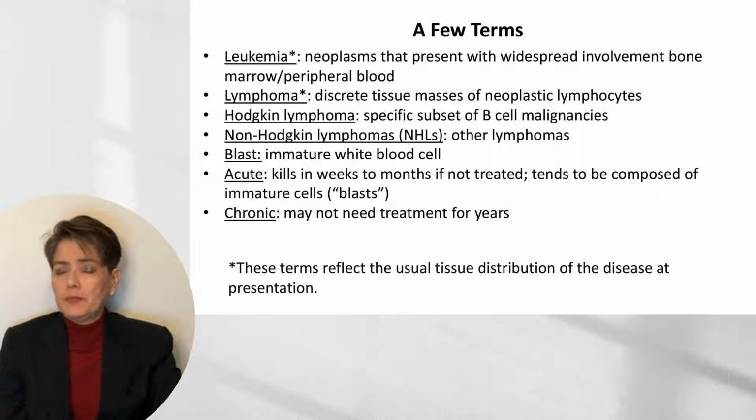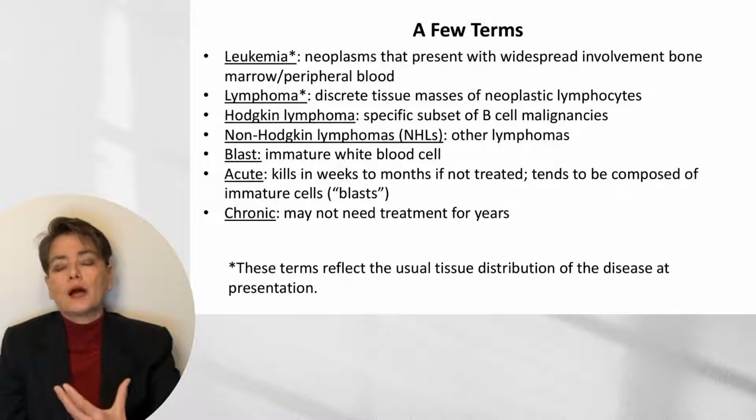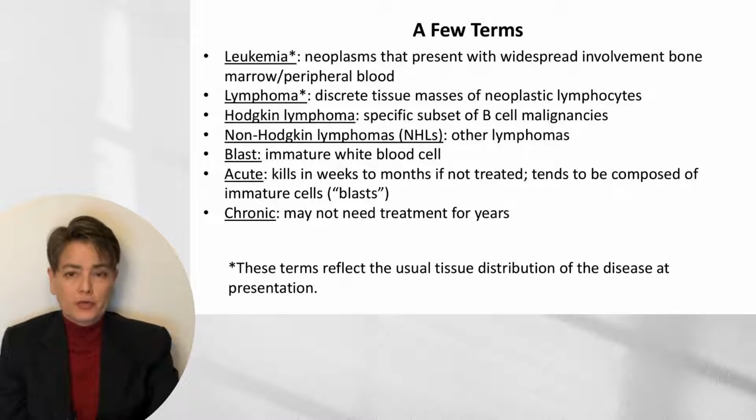The first of these are leukemia and lymphoma. So leukemias are neoplasms that present with widespread involvement of the bone marrow and peripheral blood, while lymphomas typically will present as discrete tissue masses of neoplastic lymphocytes. But these are not carved in stone. There can be overlap where we can get leukemias that are associated with a tumor mass and lymphomas that can progress to a leukemic picture. So these terms are used in the diagnosis to reflect the usual tissue distribution of the disease at presentation. So don't get locked into that. If you have a patient who has a lymphoma, but they have a leukemic picture, that is perfectly acceptable.